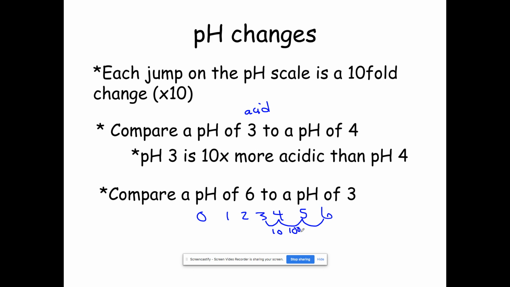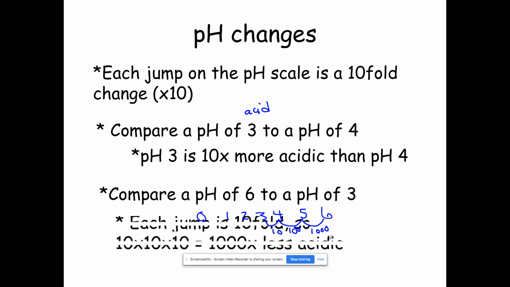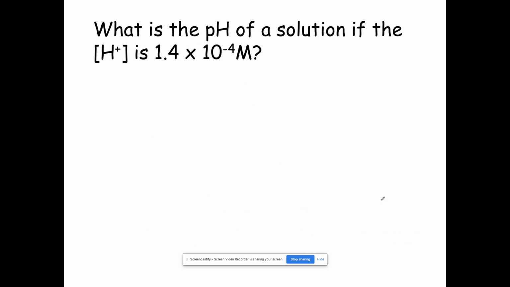10 times another 10 is 1,000. So you could say a pH of 6 is 1,000 times less acidic. You could also say it's 1,000 times more basic or more alkaline. You could say a pH of 3 is 1,000 times more acidic. So when you are comparing, you can talk about it from either angle. But it's important to note each jump is worth 10.